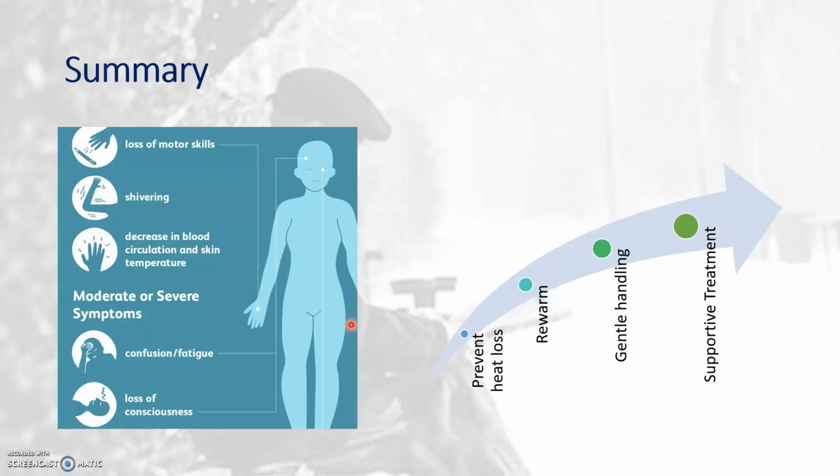In summary, we talked about the pathophysiology and clinical features of hypothermia, as well as the key principles behind management, including prevention of further heat loss, rewarming, gentle handling, and supportive treatment.